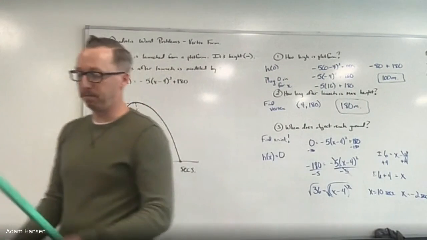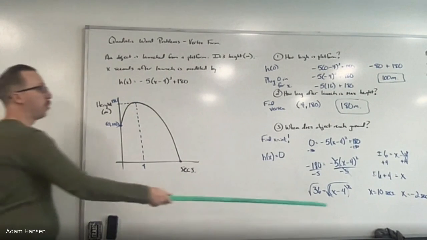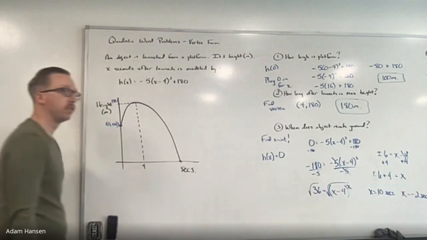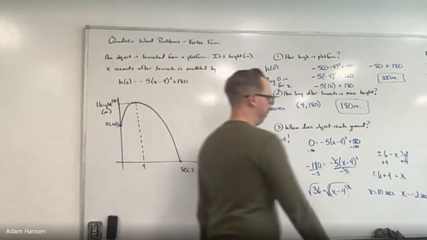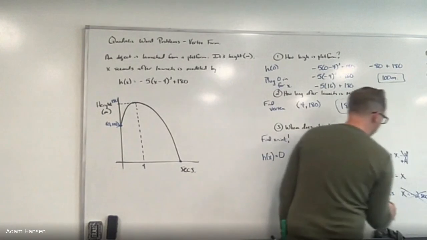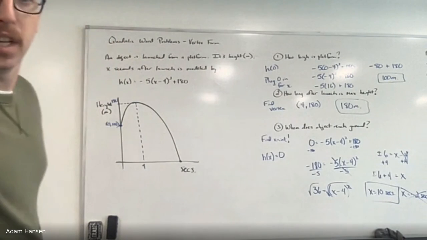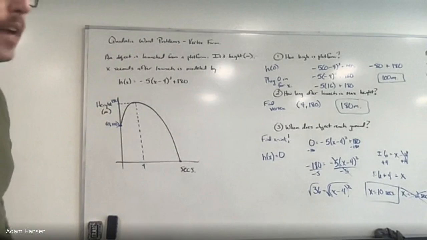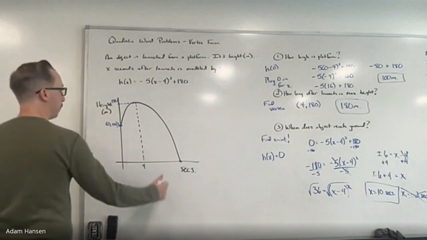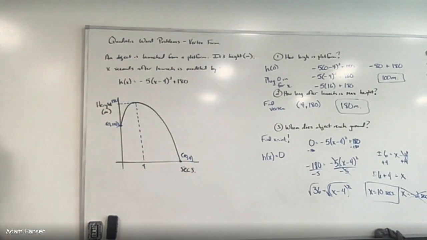Which one's the answer? Does it take 10 seconds for the rock to hit the ground or negative 2 seconds? Why not negative 2? Because we're going forward. Time can't be negative. Time travel is not really going to be a thing so far. If I pull up the graph on Desmos, at 10 seconds the height becomes 0 and the rock hits the ground. After 10 seconds, the rock's back down on the surface.